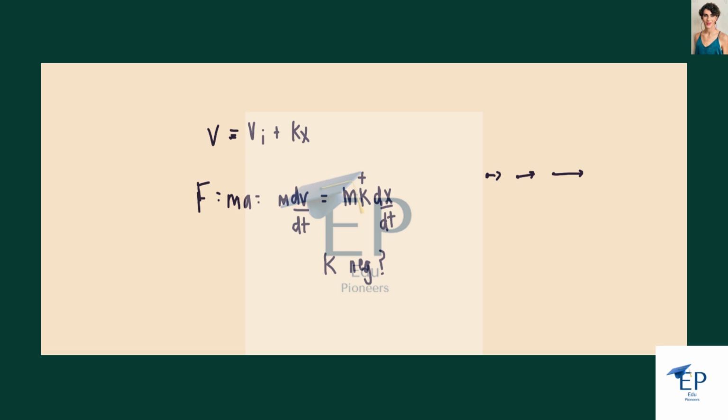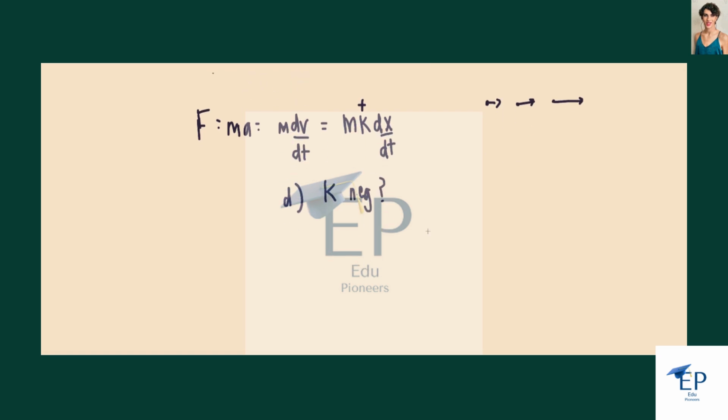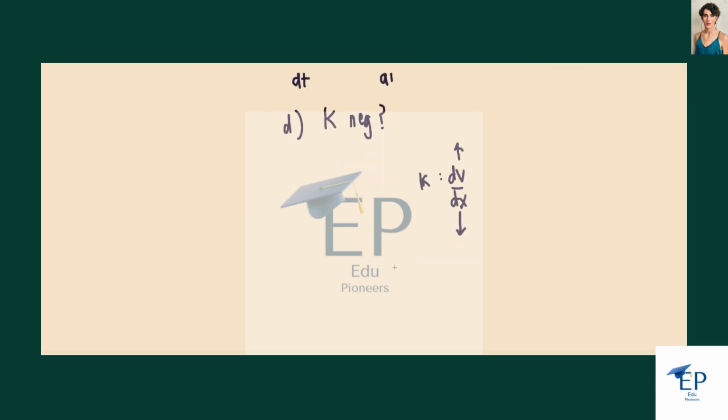But D, we want to do k is negative. So let's make a motion map. So that means that as the velocity is increasing, the position decreases, right? So k is dv dx. So v goes up, the position goes down. So I think a negative k doesn't really make sense, because you can consider all the different cases.